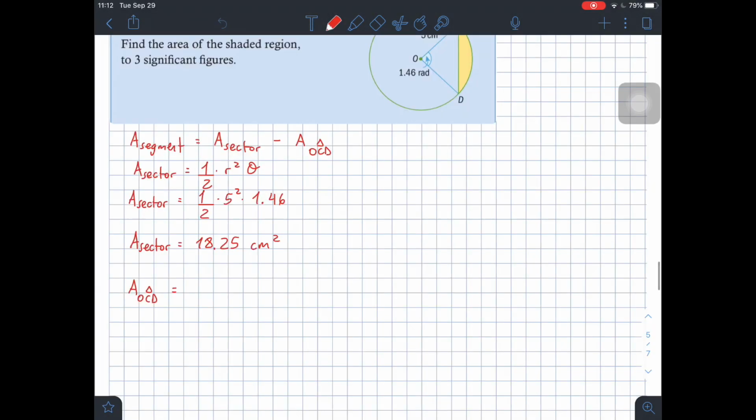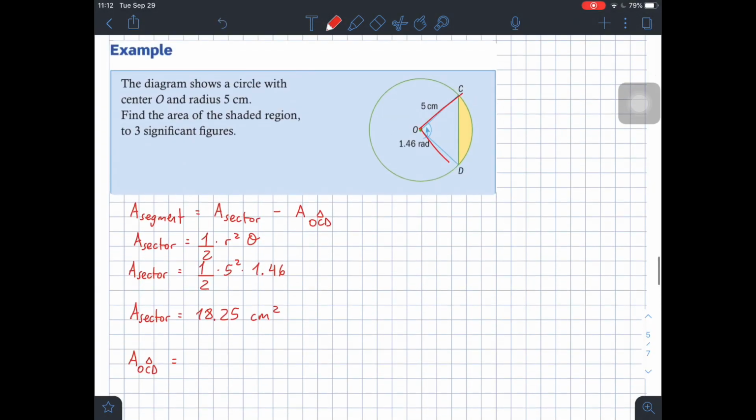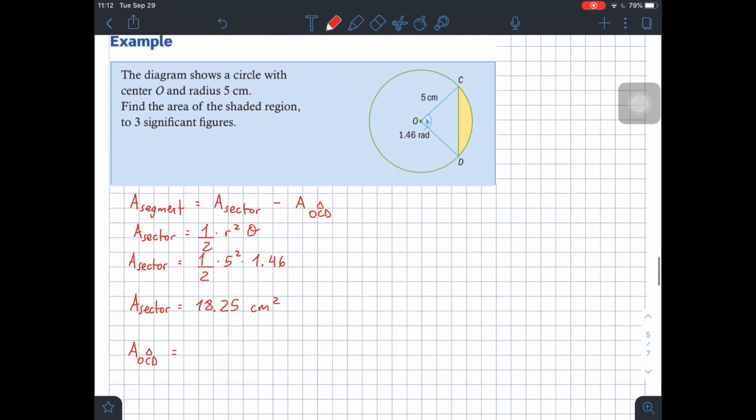We have all of that information for that, right? We have the two sides and the included angle. So we can apply the formula and say that area of OCD would be equal to 1/2 times 5 times 5 times sine of the included angle, which is 1.46.